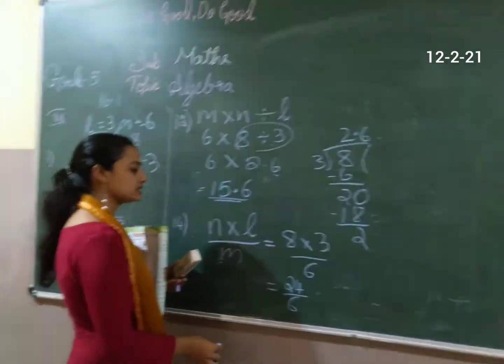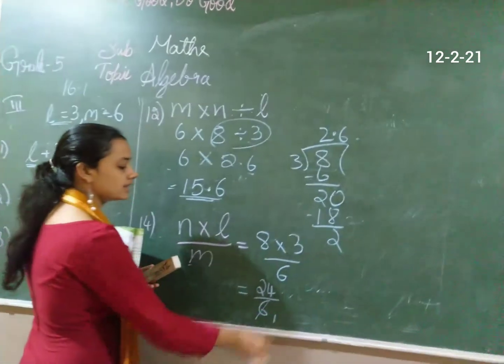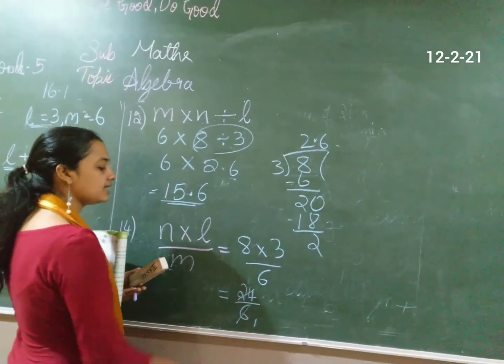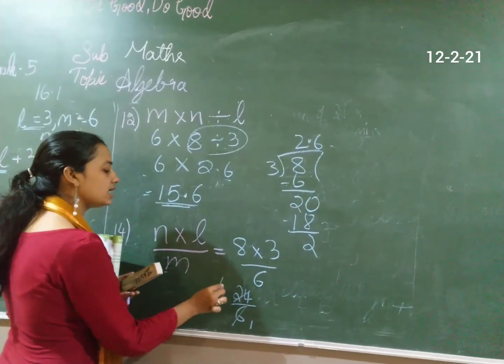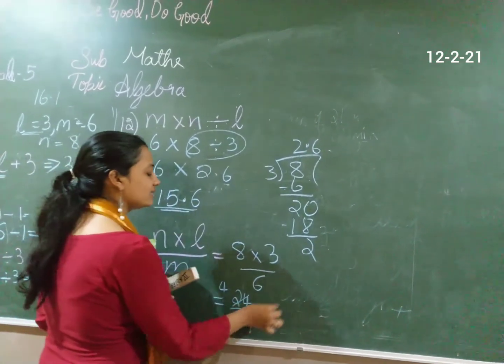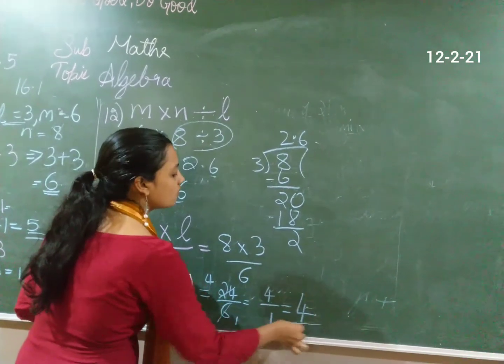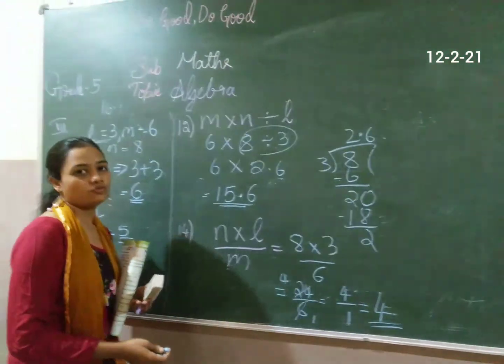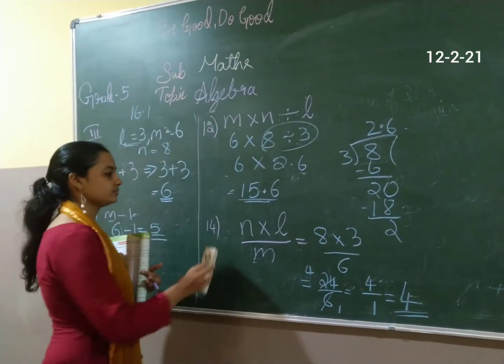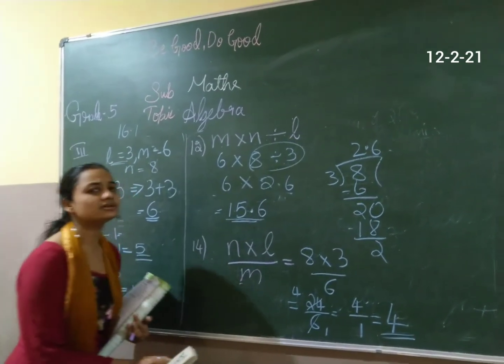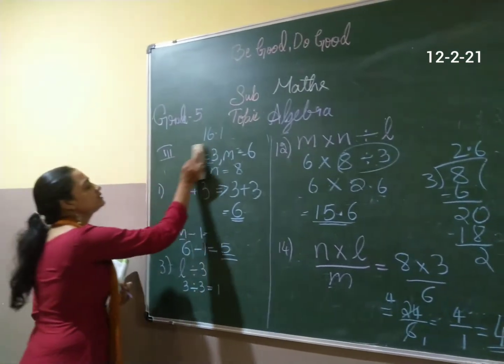So now cancel this, children. What do you get? 6 1s are 6. 6 4s are 24. So the answer is 4 by 1. That also can be written as 4. So my answer is 4. This is my answer. Now you are clear with this, children. I'll show you one more sum. That is the 15th one.